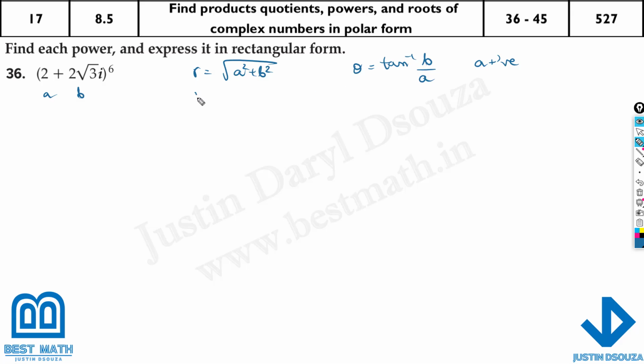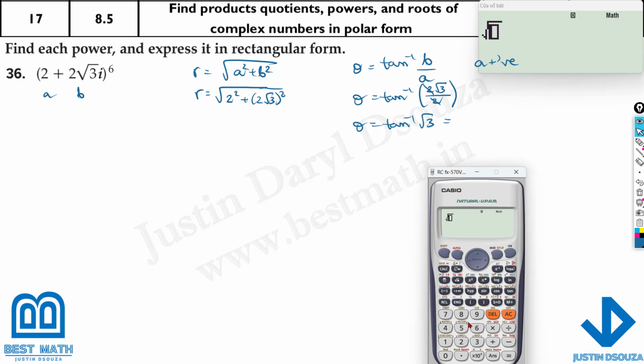What happens with r? r is square root of 2 squared plus 2 root 3 the whole square. Just use a calculator to solve these, and theta will be tan inverse of b, which is 2 root 3, divided by 2. And theta will be tan inverse of root 3, that is 60 degrees, or pi by 3, sorry. This cancels. So you just put it in the calculator, no need of doing it by solving.